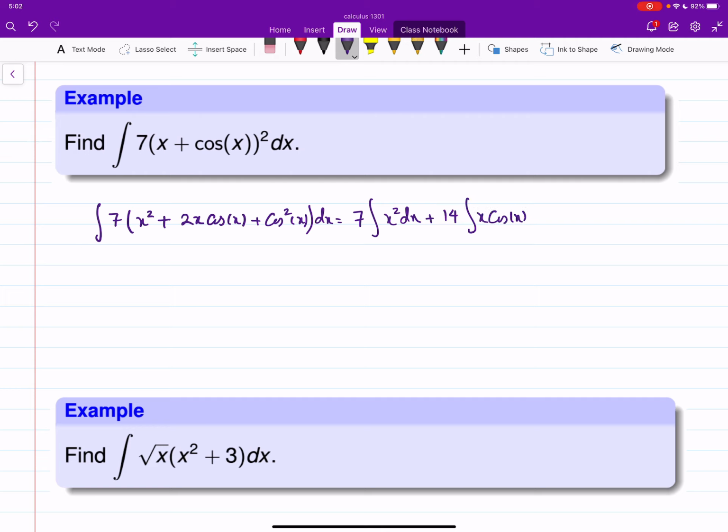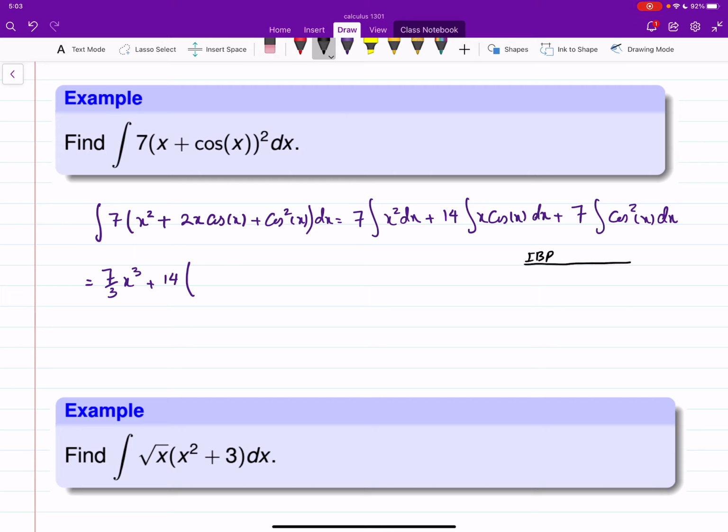Well, each one may need different things at different points, but anyhow, this is what we have now. It's much easier to handle. For example, the first one is what you find from the table. So this is x cubed over 3 plus 1/4. The second one, remember x times any polynomial times cosine x can be done by IBP, integration by parts.